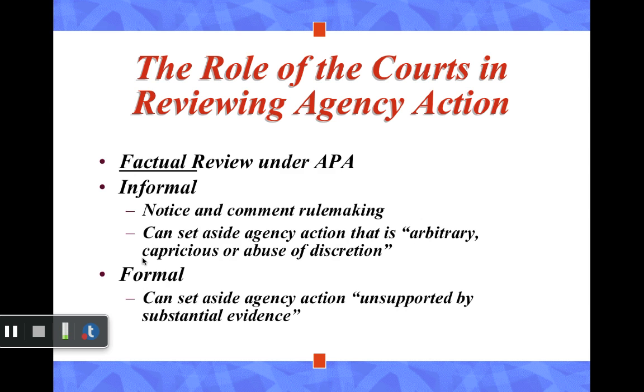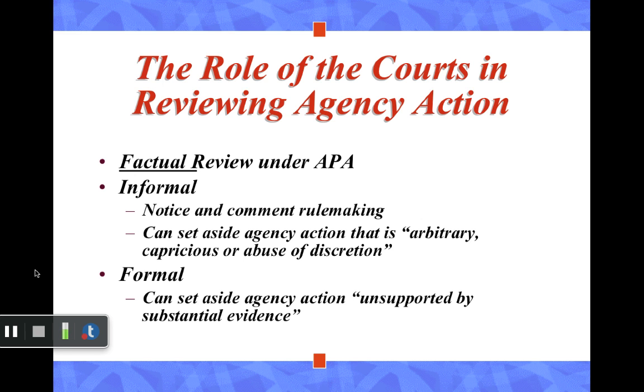But they also use the Administrative Procedures Act to examine the factual basis for agencies' decisions. And when they do a factual review, they look at whether or not the rule was made by a formal or an informal rulemaking process. If it's made by an informal process, which is the notice and comment rulemaking where all interested parties were involved, and the courts determine that the agency did not invite all interested parties or ignored information from one interested party, etc., they can set aside an agency decision that's, quote, "arbitrary, capricious, or an abuse of discretion."